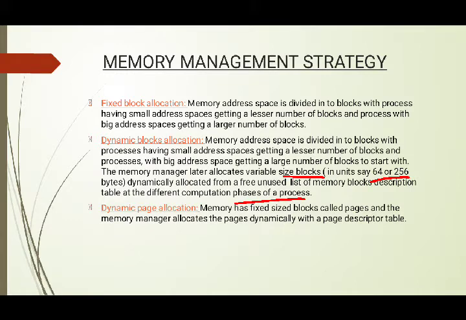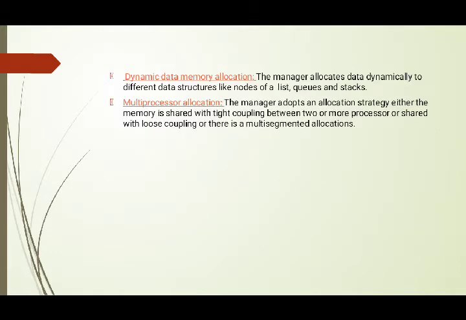The next type of strategy is dynamic page allocation. Memory has fixed size blocks called pages, and the memory manager allocates the pages dynamically with a page descriptor table. So here we need a page descriptor table. The next strategy is dynamic data memory allocation. The manager allocates data dynamically, in different data structures like nodes of lists, queues and stacks.